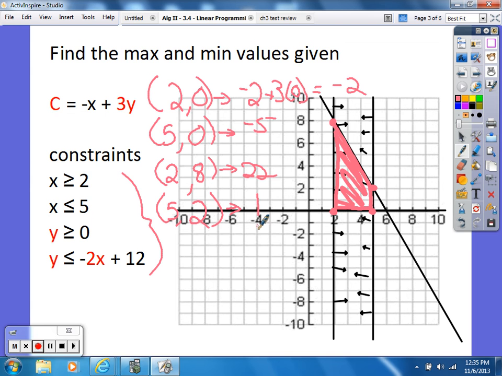Okay, and here's how we write our answer. We say min of, what's our minimum number we came up with here? Negative 5. So min of negative 5 at, what point made that? 5, 0. And that's my minimum value. Go ahead and write your max now. Of 22 at 2, 8.